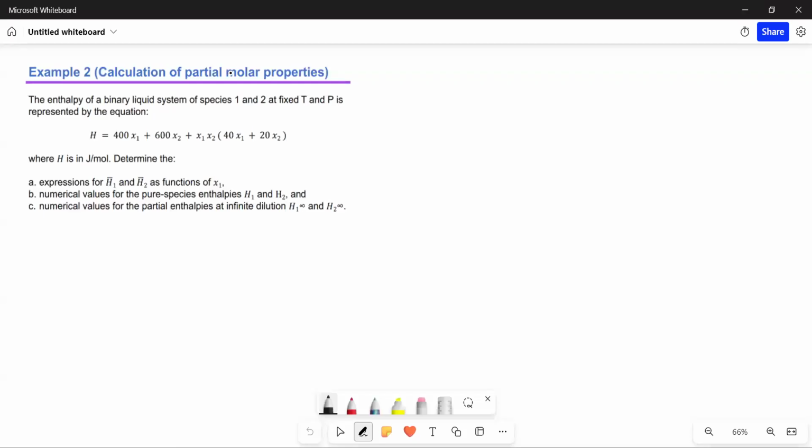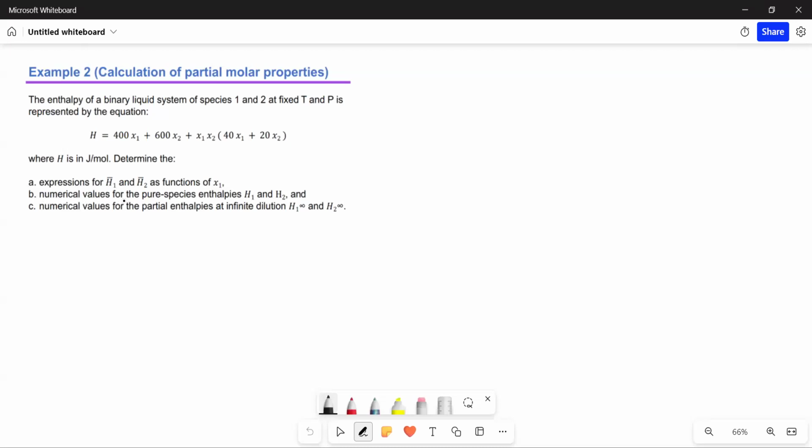Let's answer this problem. Example 2, calculation of partial molar properties. The enthalpy of a binary liquid system of species 1 and 2 at fixed temperature and pressure is represented by the equation, where H is in joules per mole. Determine first the expressions for the partial molar properties of species 1 and 2 as a function of x1.